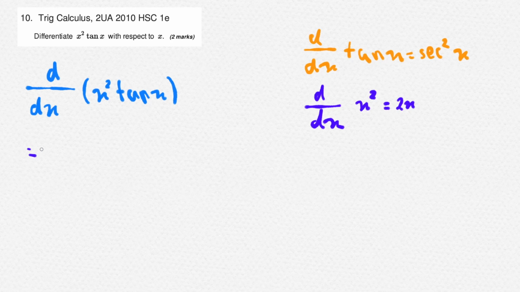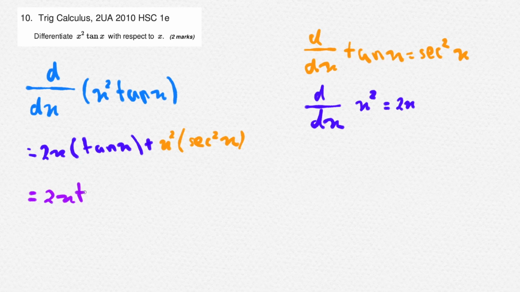So let's sub this into our derivative function. So it would be the derivative of x squared, which is 2x, times tan x plus x squared times the derivative of tan x, which is equal to sec squared x. Now, let's simplify this. 2x times tan x is simply 2x tan x plus x squared times sec squared x. x squared times sec squared x is simply x squared sec squared x. For this question, there is no further simplification needed. You can leave your final answer like this and it will be marked correct.